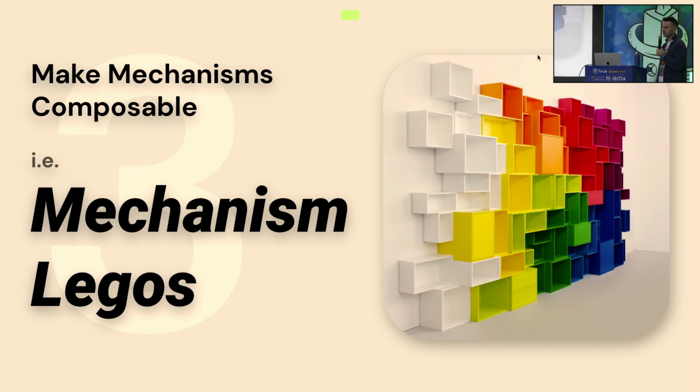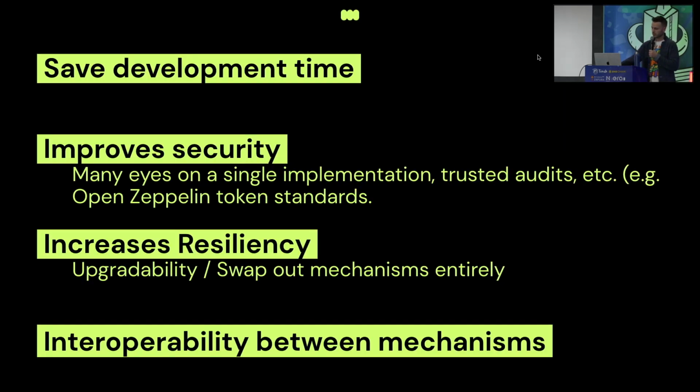As a result, you make mechanisms composable. By pulling them out into distinct contracts, you save development time because you're just forking a specific mechanism. You can improve security, very similar to the OpenZeppelin ERC standards that they published, where there were many eyes on a single implementation. It has the possibility of increasing resiliency. There's obviously a trade-off with upgradability and some security considerations there.